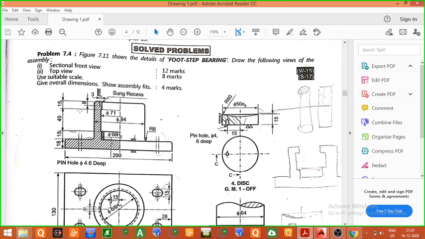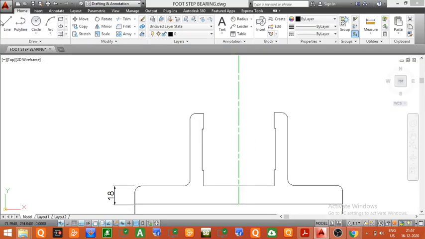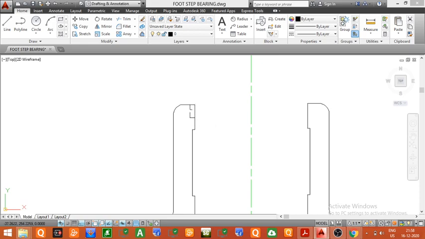So now we will draw this snug recess into the front view. For drawing the snug recess, we have to take a length of 3 mm in horizontal direction and 8 mm in vertical direction. So from this point we will take dimension 3 mm and then 8 mm in vertical direction, 3 mm in horizontal direction. You can see here, this is the snug recess.